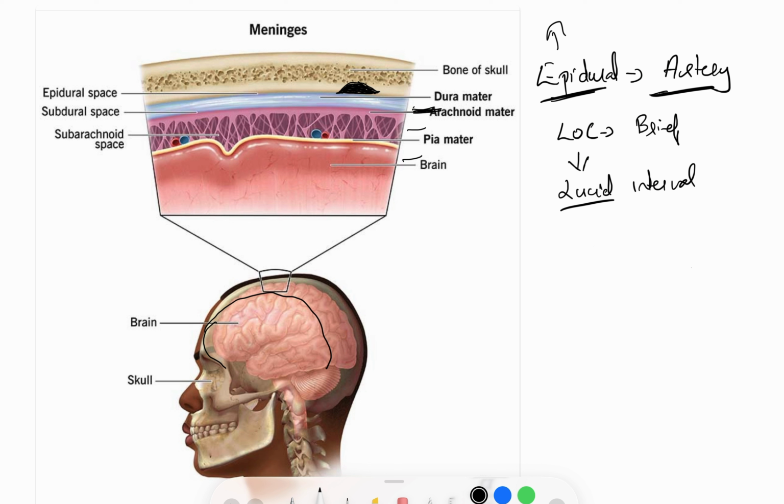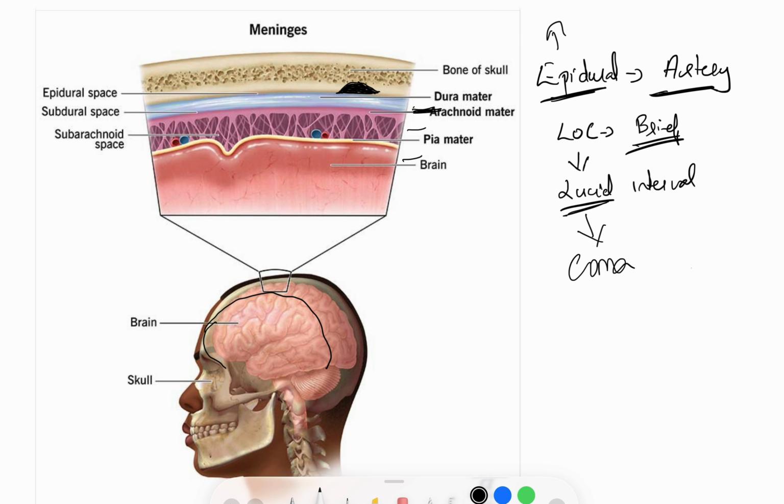That is lucid interval. So especially the patient who is having an epidural hematoma, I said the patient will be having a loss of consciousness. It will be for a brief period. For a short time, the patient will be having a loss of consciousness. And then the patient will be having a lucid interval. Very, very important. And then the patient will go to coma.